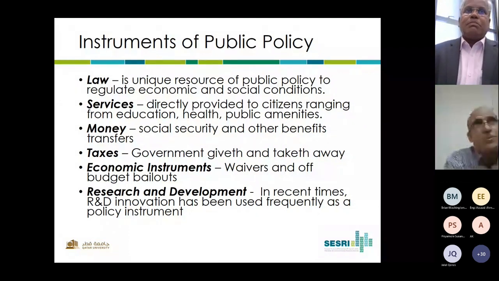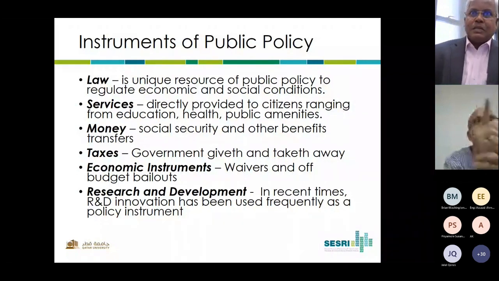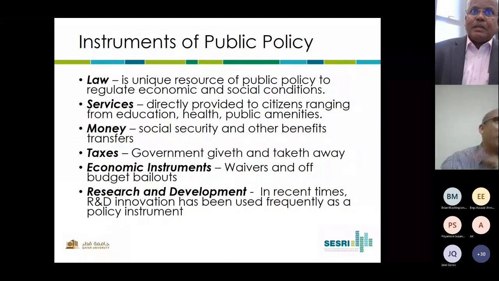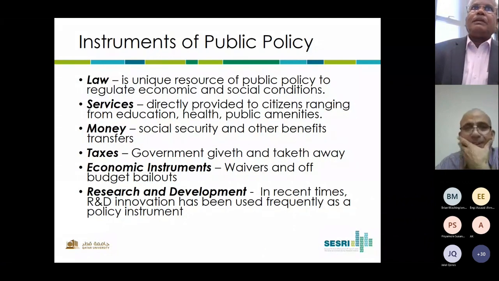The last instrument of public policy is research and development. In recent times, research and development and innovation is frequently used as a policy instrument. Evidence-based analysis and evidence synthesis are very important in every aspect of policy making. Research and development innovation is critical as a policy instrument in today's policy making, because a lot of policy action today is based on research and innovation.